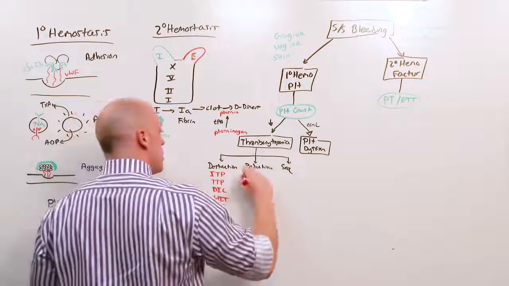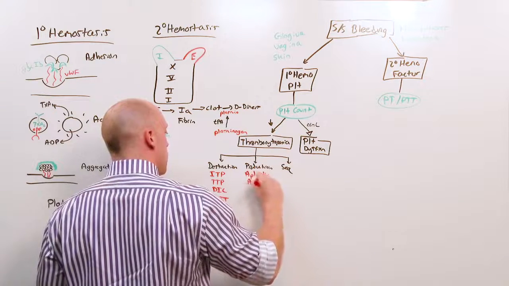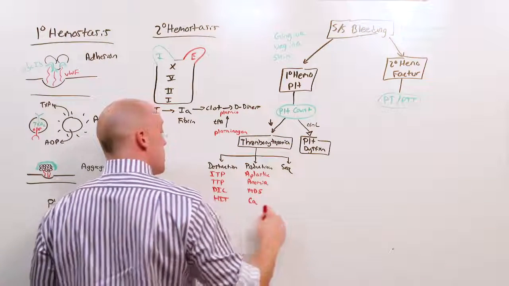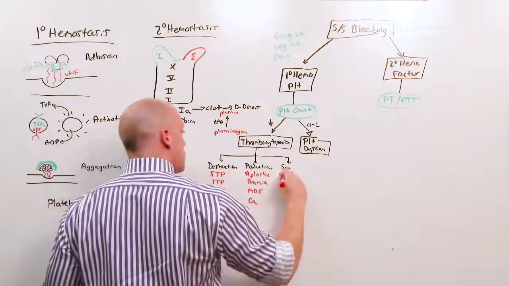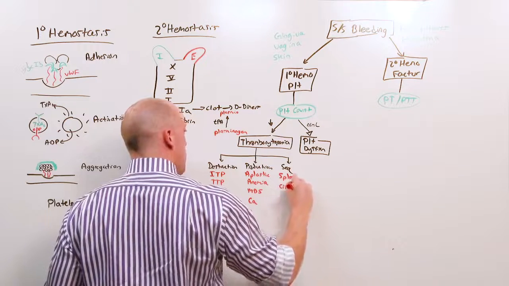Production anemias are going to be aplastic anemia. Something is wrong with the marrow: myelodysplastic syndromes, or cancers. And sequestration is going to occur in the spleen, and you're going to see this in cirrhosis primarily.